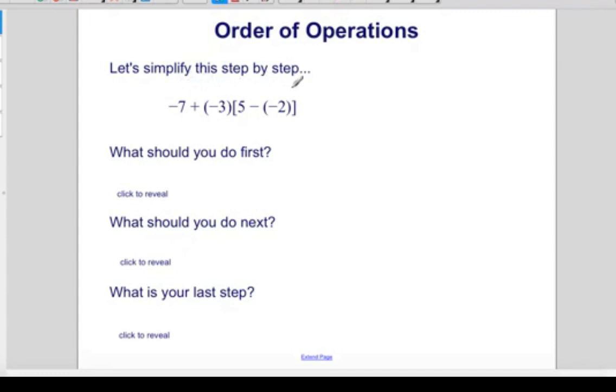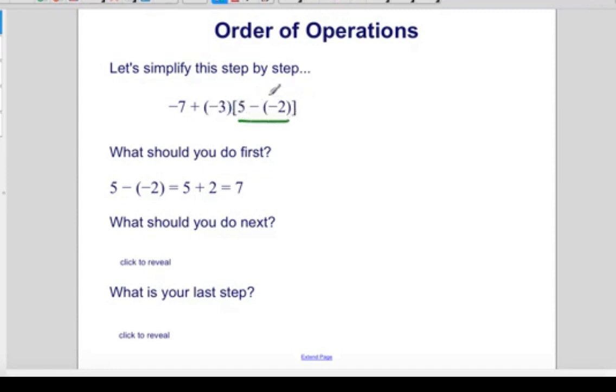Let's simplify this step by step. Alright, here's an example. What should we do first? Well, we should do this first. These brackets are the same as parentheses, and there's an actual operation in here. We have a parentheses here, but that just means to multiply.